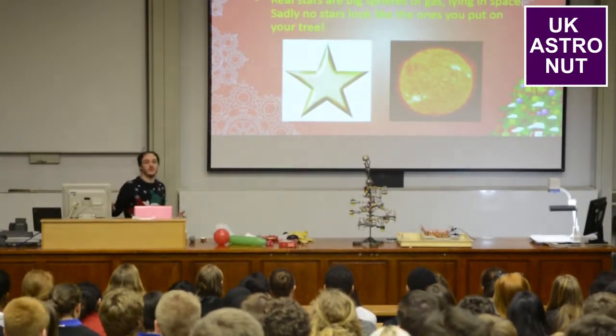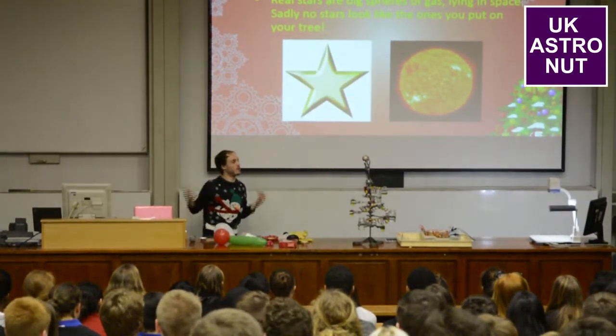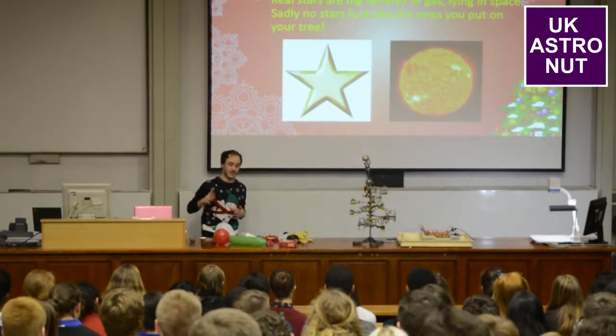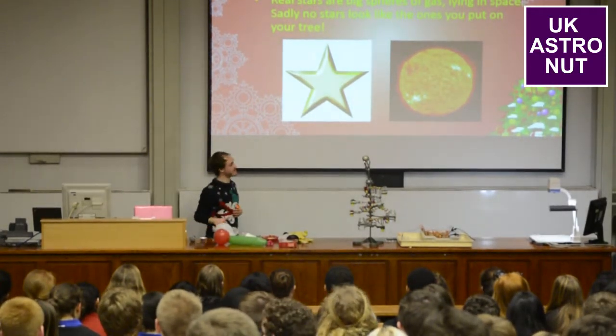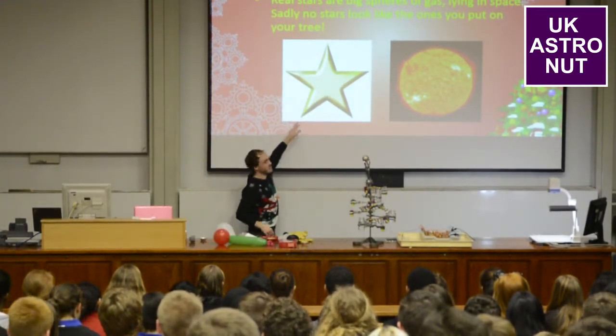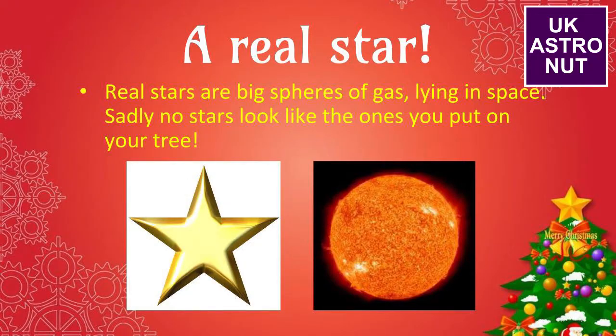Now, on top of your Christmas tree this year, you may have a star or you may have a fairy, but I'm a scientist and I'm afraid to tell you that fairies don't exist. And neither do stars look like this, which is what you normally have on top of your Christmas tree. The sun at the centre of our solar system is just a normal, regular, boring star. And this is what stars look like. They're big round spheres of bright gas in the centre of the solar system and in space.